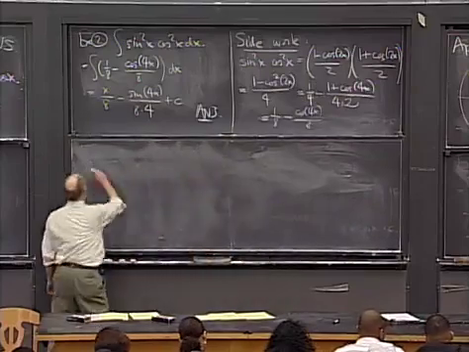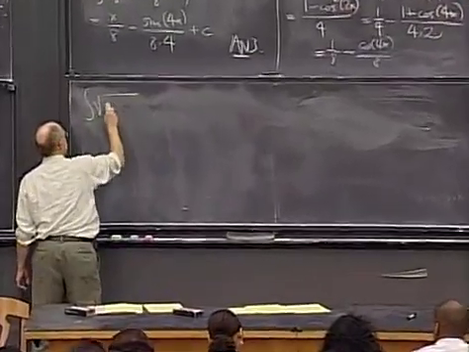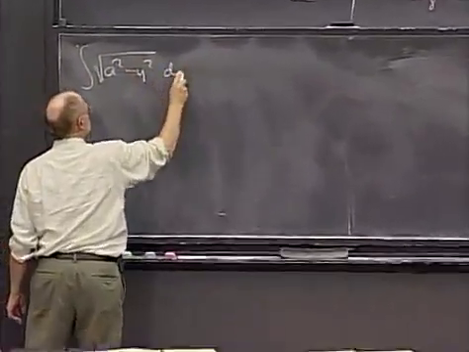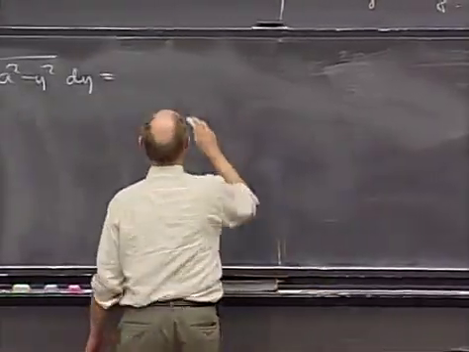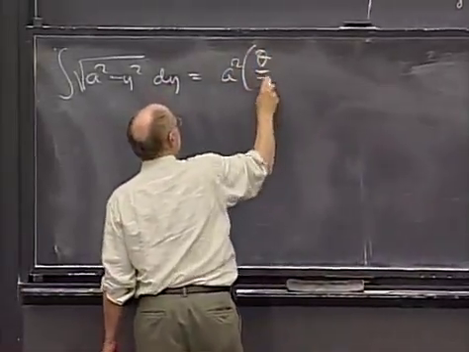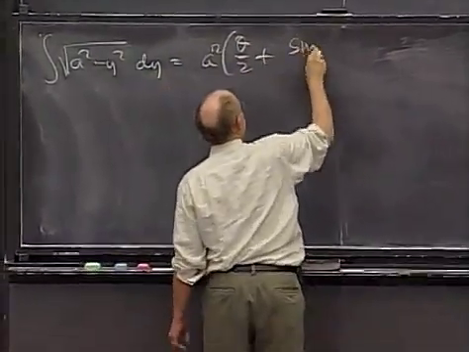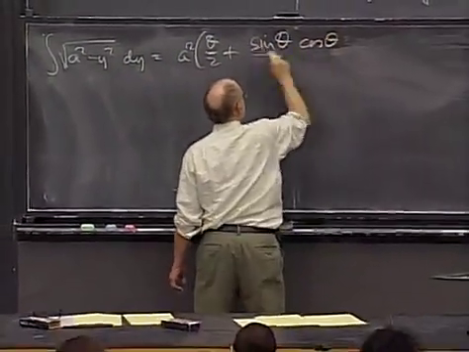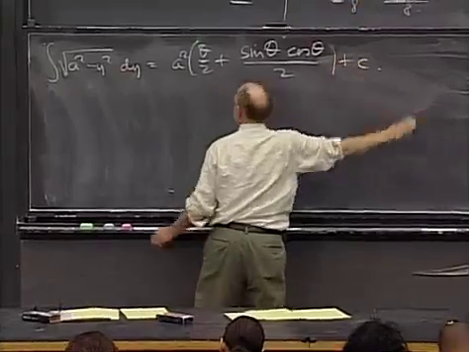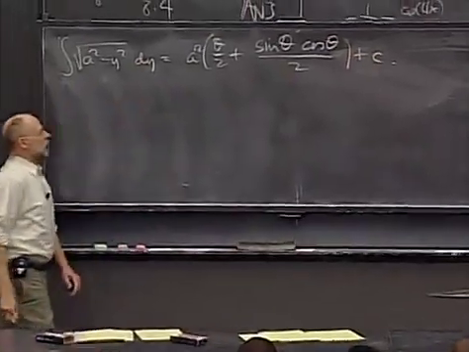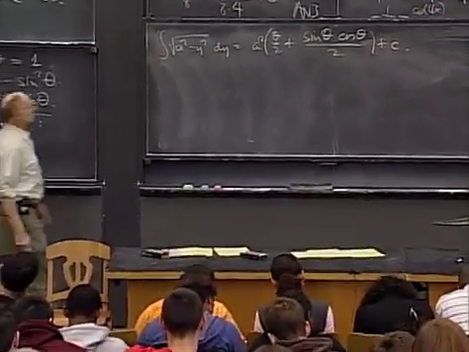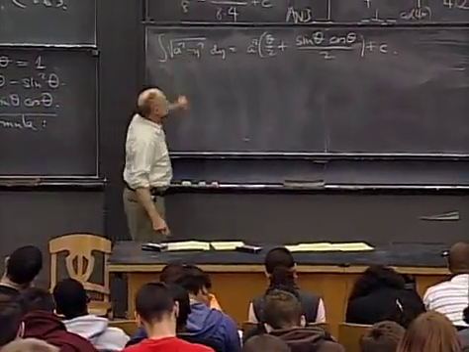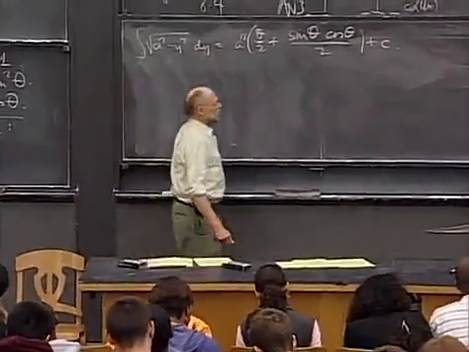So let me write down the integral that we have now. The square root of a squared minus y squared dy is, so far, what we know is a squared theta over 2 plus sine theta cosine theta over 2 plus c. But I want to go back and rewrite this in terms of the original variable y. Well, what is theta in terms of y?